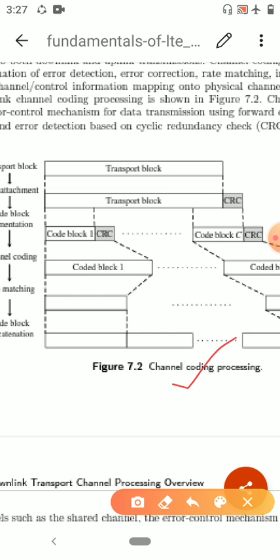In LTE, the coding rate at the channel encoder is fixed, and different effective coding rates for the whole transport block are achieved by repetition or puncturing during the rate matching procedure.